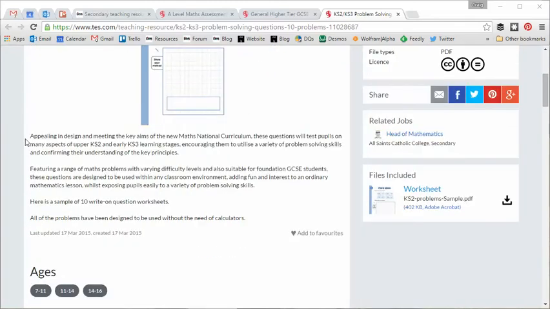It's nice because there's a good little description by the author there explaining how they think it should be used. And I think this is an important point. This shouldn't be limited to Key Stage 2 and 3 students. GCSE students this is absolutely ideal for, and not just foundation, I'd say higher as well. Anyway, enough of me chatting. Let's have a look at the resource itself.